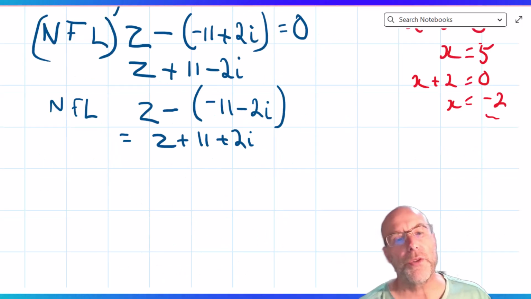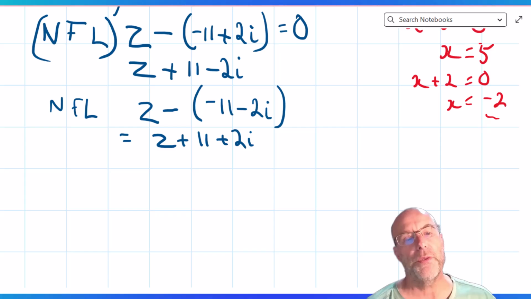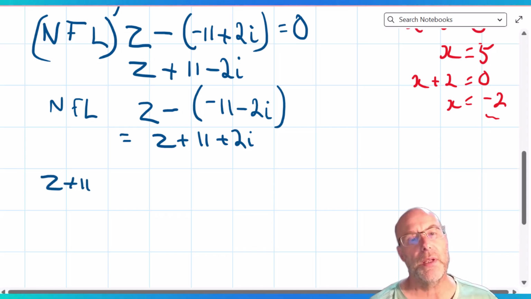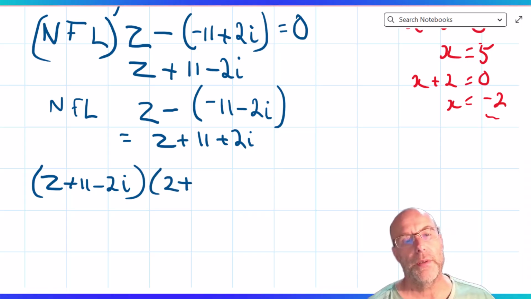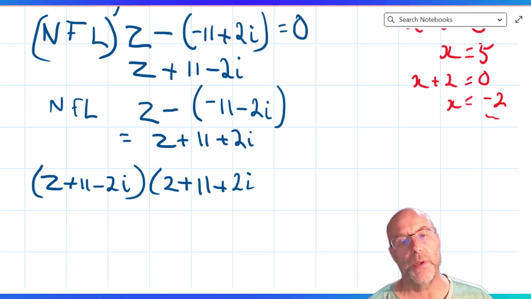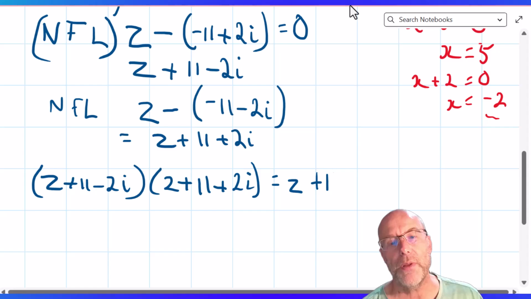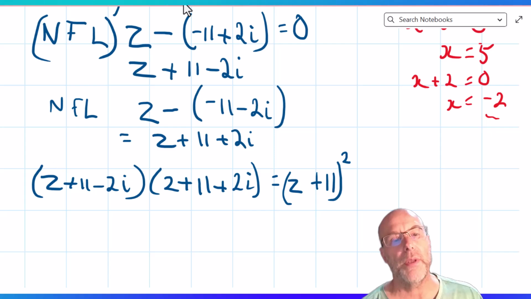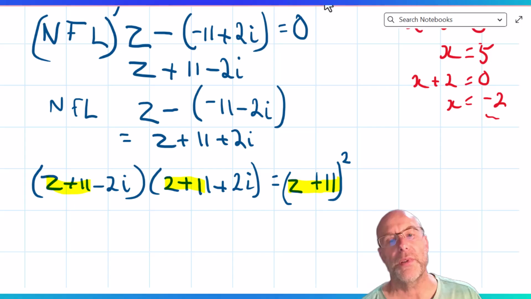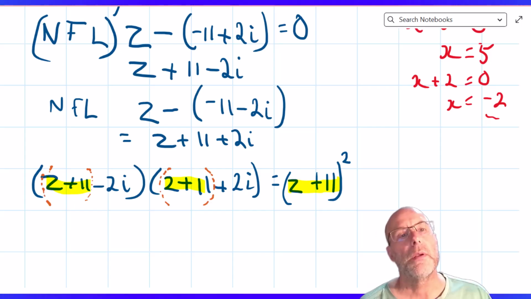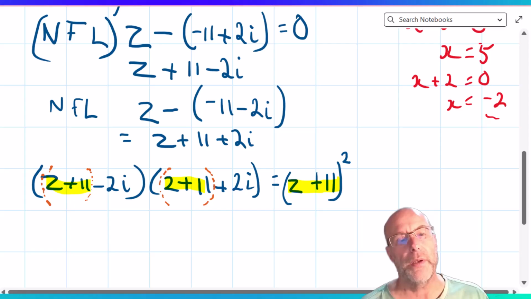So if we're going to determine an equation, we have to multiply the two factors together, so we have z plus 11 minus 2i by z plus 11 plus 2i. Now if you notice something pretty freaky here, we have a z plus 11 all squared. Alternately, we could look at it as a plus b, a minus b, which is the difference of two squares.